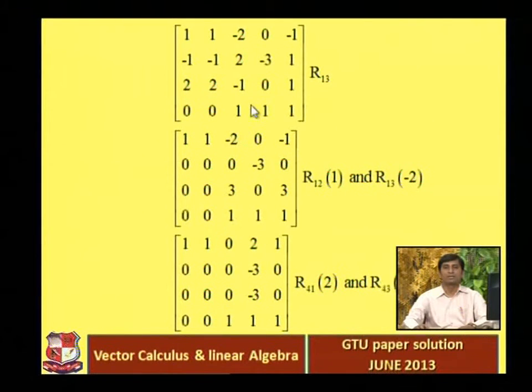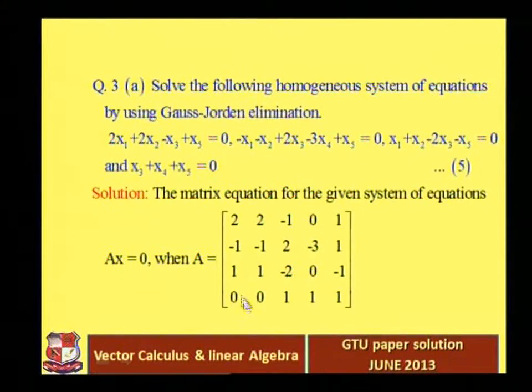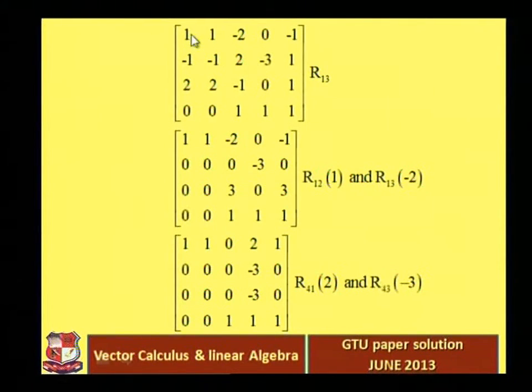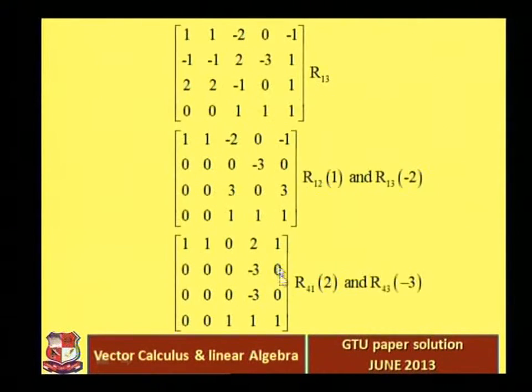So here is the first process, R13. We have to interchange the first and third rows, because in the third row the first element is 1, and we want a leading entry 1. That's why we are interchanging the first and third rows. So the third row becomes the first row, that is 1, 1, minus 2, 0, minus 1. Then the second row is as it is, minus 1, minus 1, 2, minus 3, 1. The third row is 2, 2, minus 1, 0, 1, and the fourth row is 0, 0, 1, 1, 1.